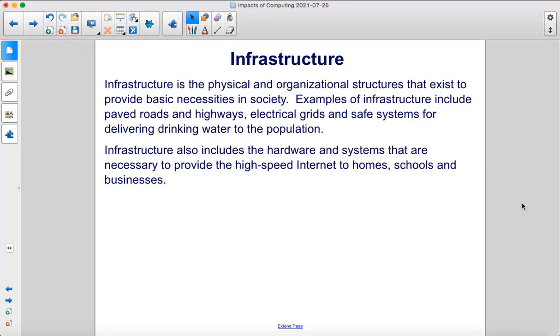Infrastructure is the physical and organizational structures that exist to provide basic necessities in society. Examples of infrastructure include paved roads and highways, electrical grids, and safe systems for delivering drinking water to the population. Infrastructure also includes the hardware and systems that are necessary to provide high-speed internet to homes, schools, and businesses.